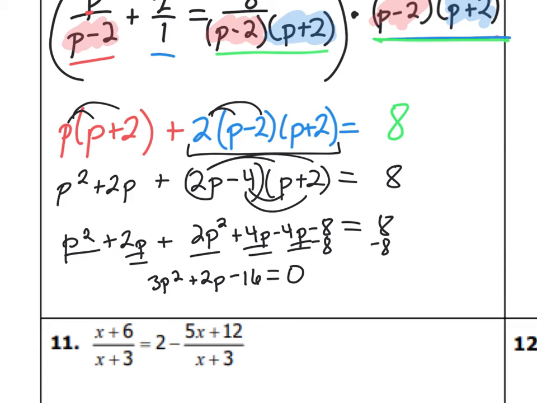Now what? X method, okay, we checked for GCF, there isn't one. We do X method. 3 times negative 16 is going to be negative what? Okay. 2 goes on the bottom. 2 things that will multiply to give me negative 48, add to give me positive 2. Negative 6, positive 8, cool. Factor by grouping.